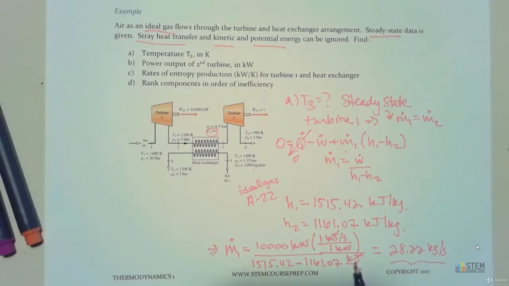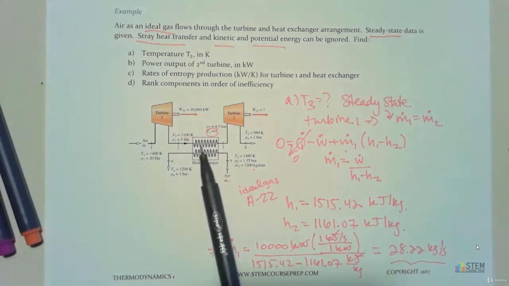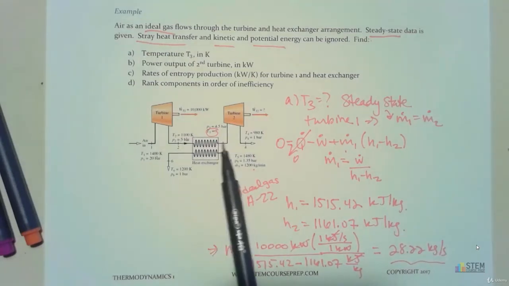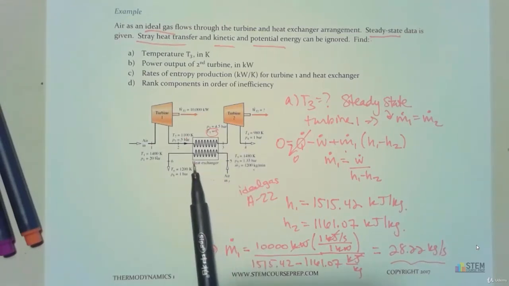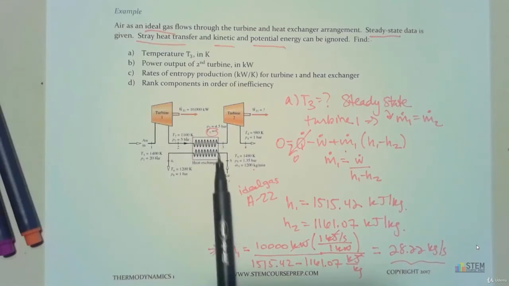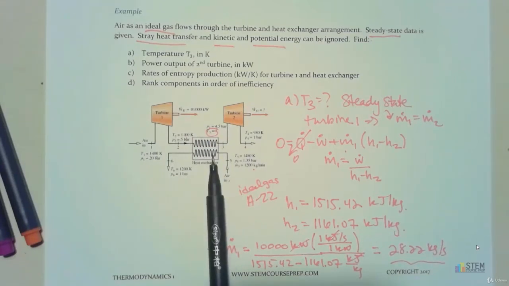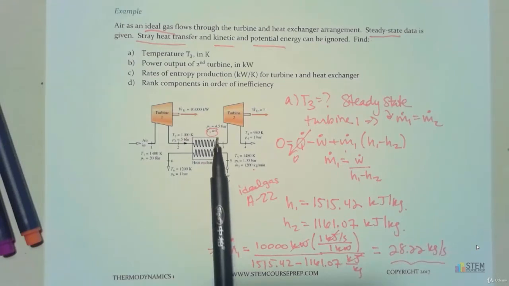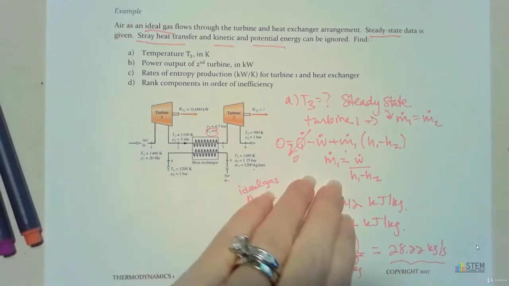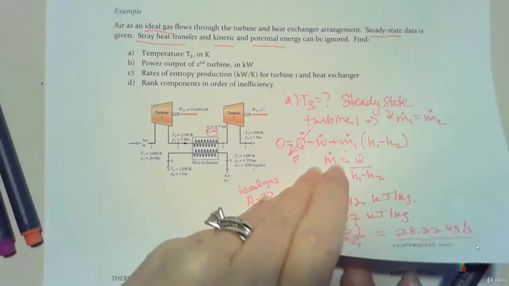Now that we've gotten here, we're going to go to our heat exchanger because we want the temperature of the air coming out of this heat exchanger. So for this next part, we're going to develop our equation for the heat exchanger, the whole thing. So our control volume, or the boundary, would basically be this square around the heat exchanger. So that'll be our next step.